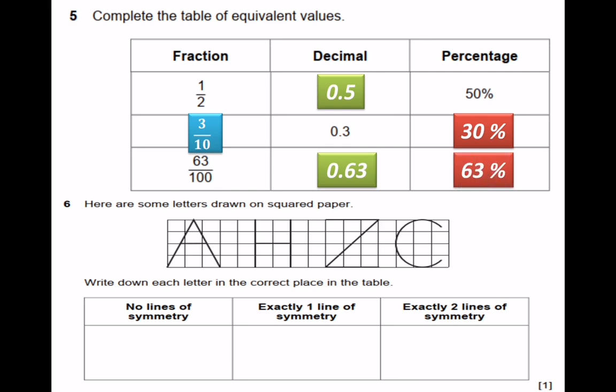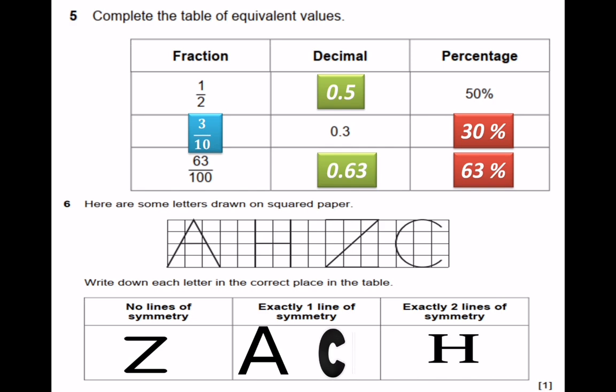We have here the letters A, H, Z, and C. Which of these has no lines of symmetry? It's the Z. We cannot draw a line of symmetry anywhere. 1 line of symmetry: A and C. 2 lines of symmetry: H.